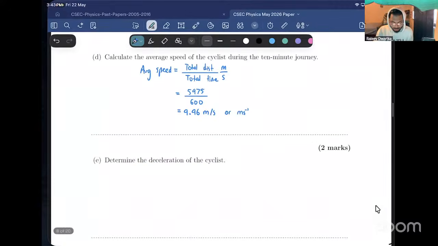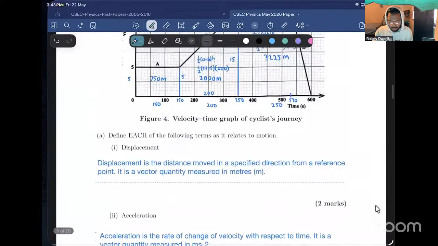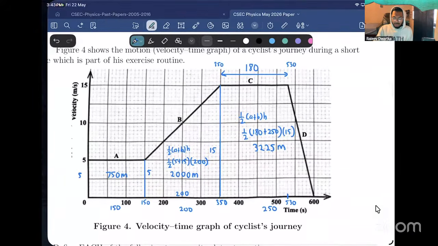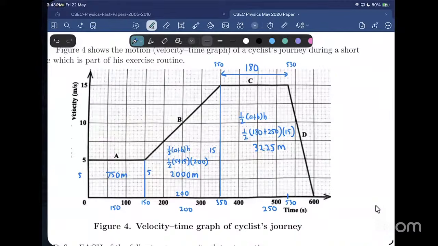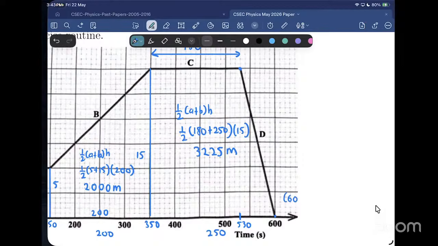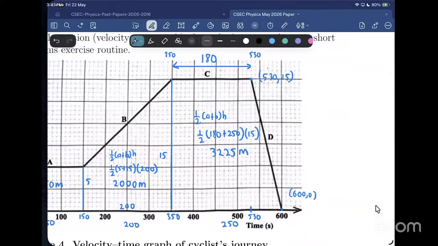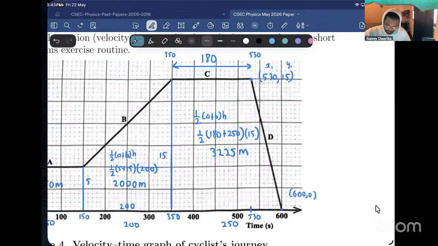Alright. Determine the deceleration of the cyclist. What would the deceleration look like? Where did he decelerate? By D. So we gotta find the gradient of this. This would be 600, and 0. And this would be 530 first, then 15. So I could call this x1, y1, and this x2, y2.